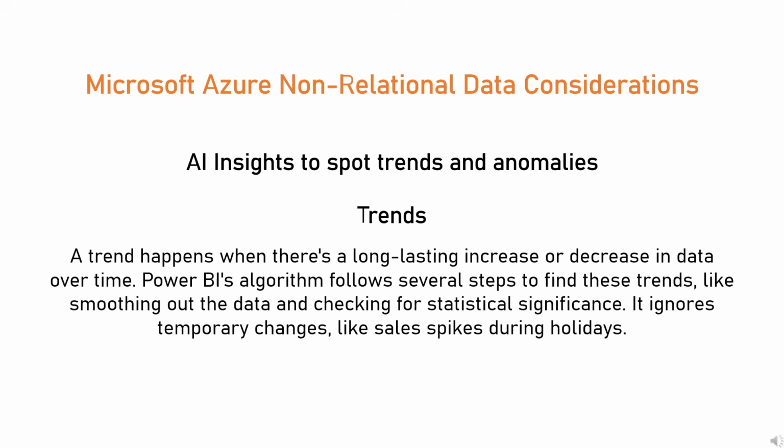Trends. A trend happens when there's a long lasting increase or decrease in data over time. Power BI's algorithm follows several steps to find these trends, like smoothing out the data and checking for statistical significance. It ignores temporary changes, like sales spikes during holidays.